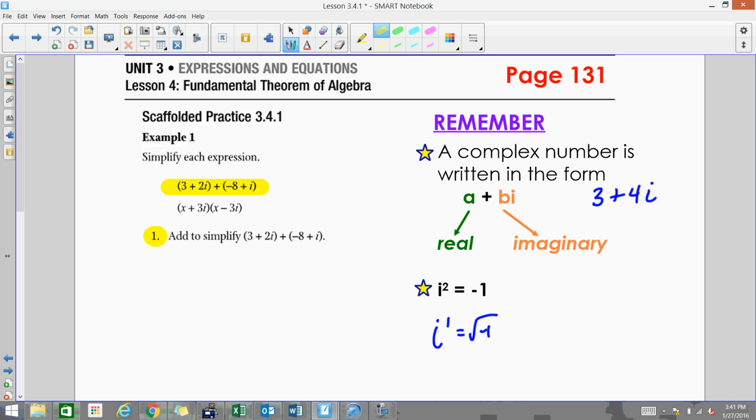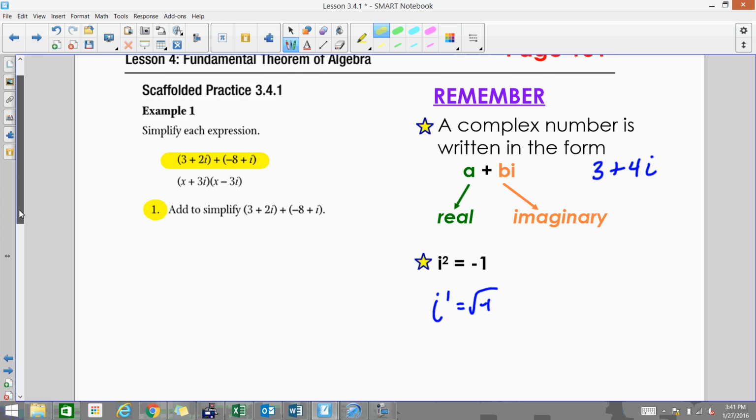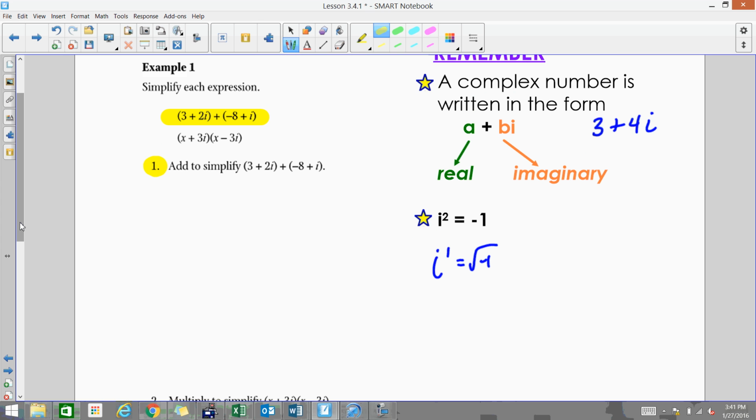So what we're going to do is combine like terms and simplify this expression. So this is kind of like a review. If it's a review, awesome. If it's not, well, take some notes, pay attention, all right? So when we have this addition to simplify, the first thing I like to do is get rid of the parentheses, and that means we're going to distribute what's out in front. Both of them have a positive one, so we're really just going to rewrite it without parentheses. 3 plus 2i plus negative 8 plus i.